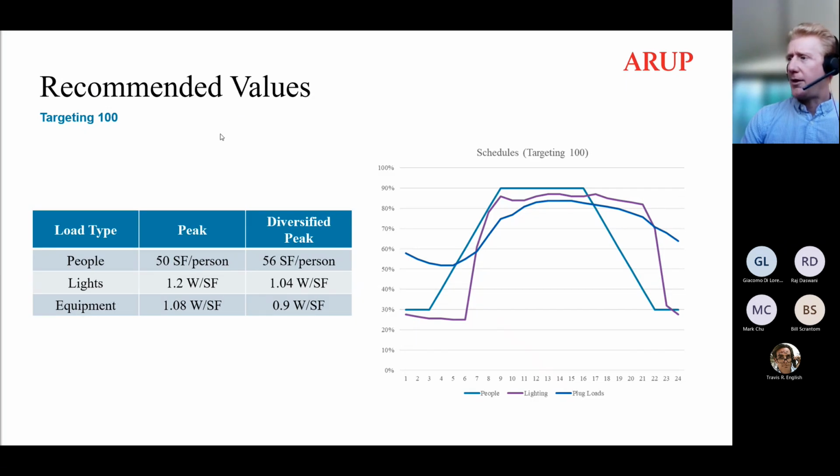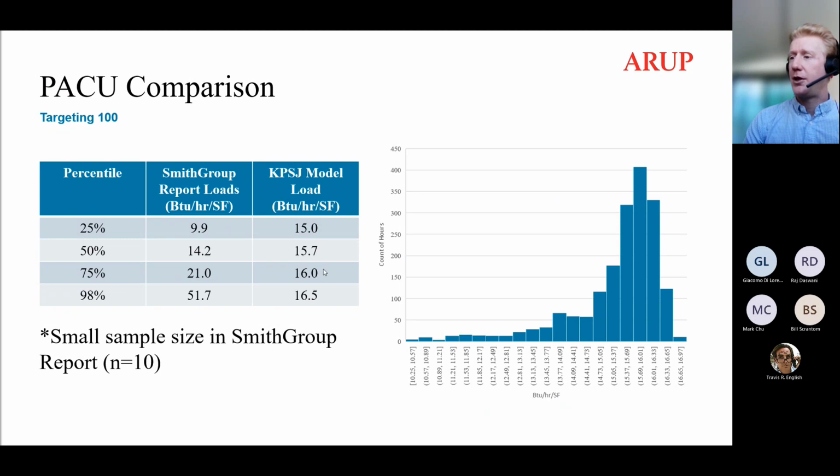Moving on to the post-anesthesia care units. Here, the comparison was exclusively to the San Leandro and other hospital data in the 2022 report and ASHRAE paper. Here, beginning with peak value for 50 square feet per person, 1.2 watts per square foot for lights, 1.08 for equipment. What we found was that the targeting 100 schedules provided fairly good agreement at the 50% level compared to the reported loads in the Smith group data.